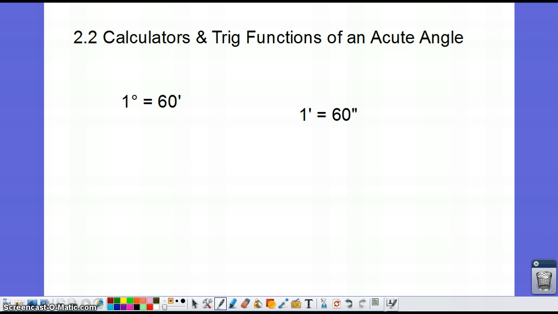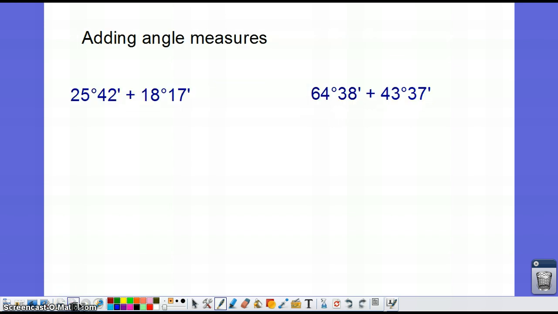Every degree can be divided into 60 minutes, and every minute can be divided into 60 seconds. A majority of our angles, we will have measures in degrees and minutes. Let's take a look at some angle measures, and we will be adding them. 25 degrees, 42 minutes, plus 18 degrees, 17 minutes.